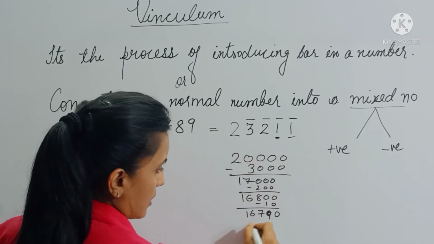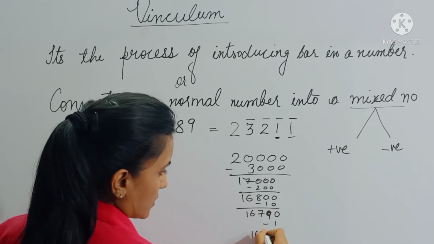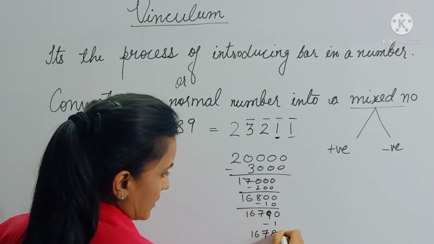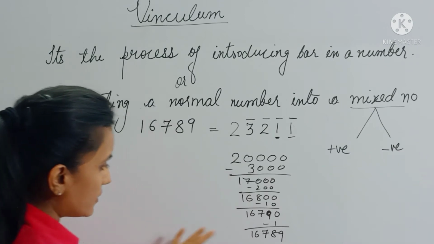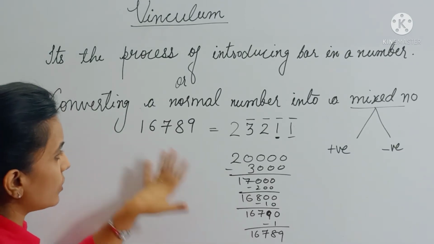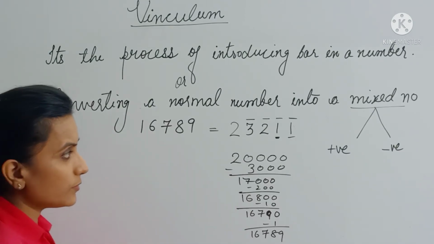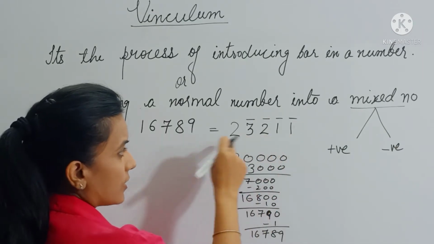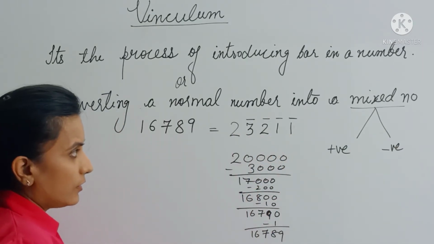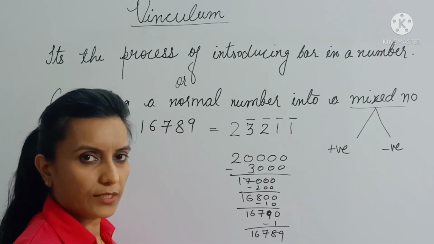Alright. Now I will subtract this one. So I will get 16,789. So you can see that this number and this number, they both are same, right? So this confirms that my answer is correct. Okay. Now let's take one special case.